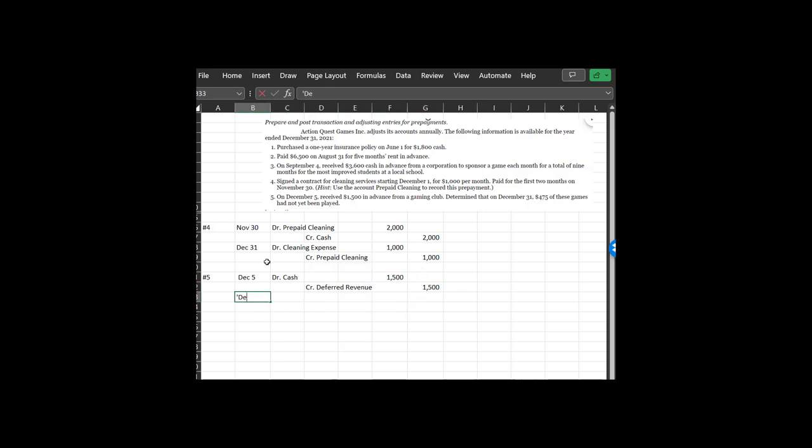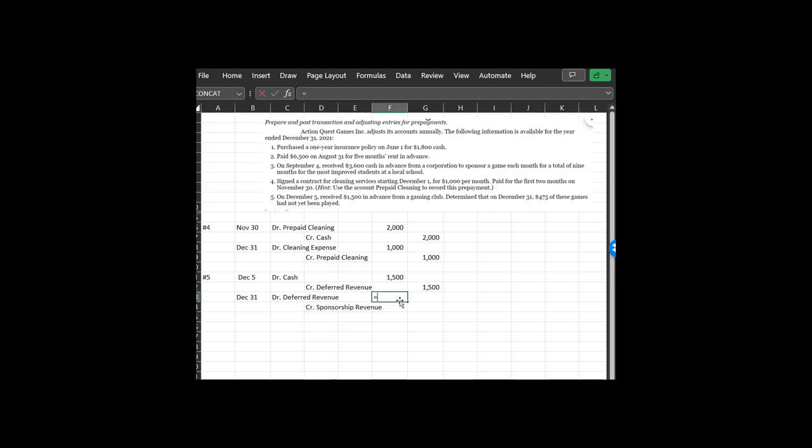And then on December 31st, it was determined that $475 had not yet been played. So we need to reverse out our deferred revenue for the amount that we did earn during this time and credit sponsorship revenue. And let me ask you, how many of you put $475 here? So $475 has not been earned. We need to reflect the passage of time for what has been earned.